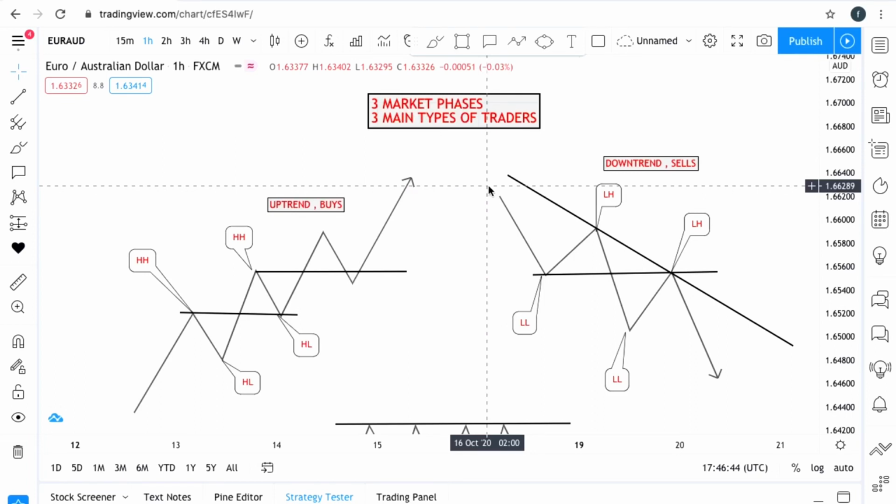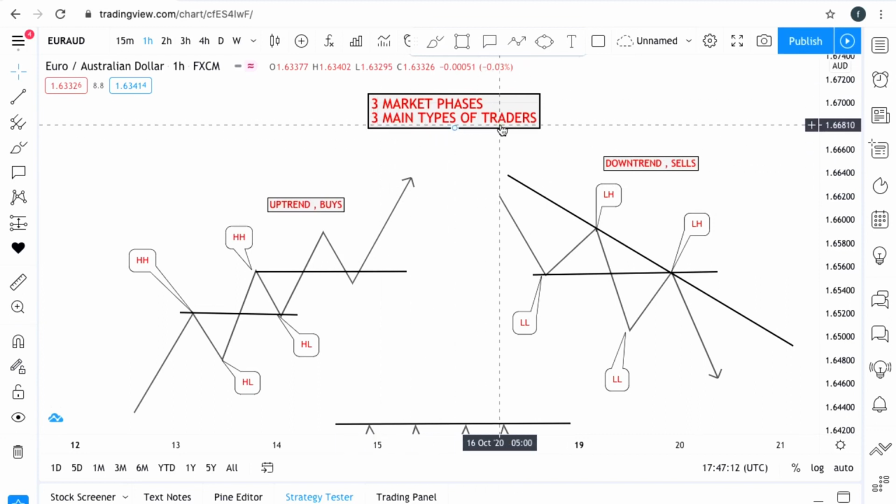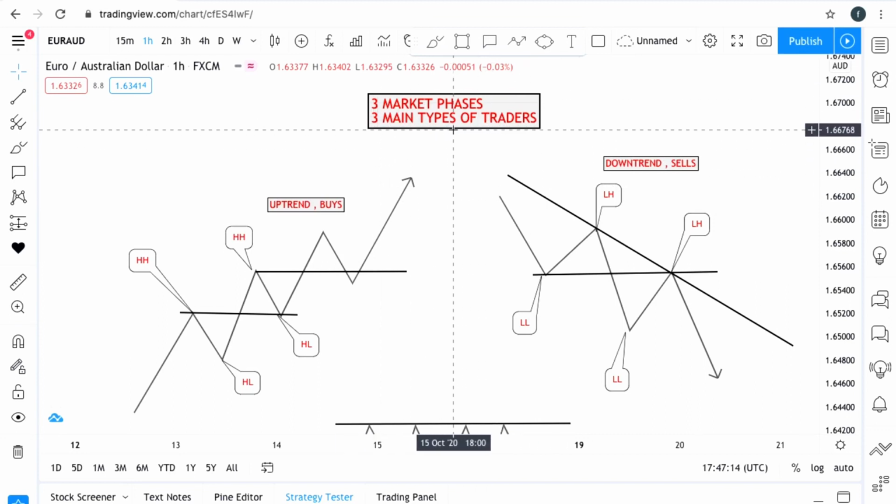Hope you guys can actually hear me properly and everything. So we'll just be going over the stuff that we went through in the last video, or most of it, and just talk about some stuff, and in other videos we'll explain more on market structure and how the market moves, so you guys can start placing your trades and so on. So this video will be looking at 3 market phases, right, and 3 main types of traders. First things first, we'll be looking at the 3 main types of traders, right?